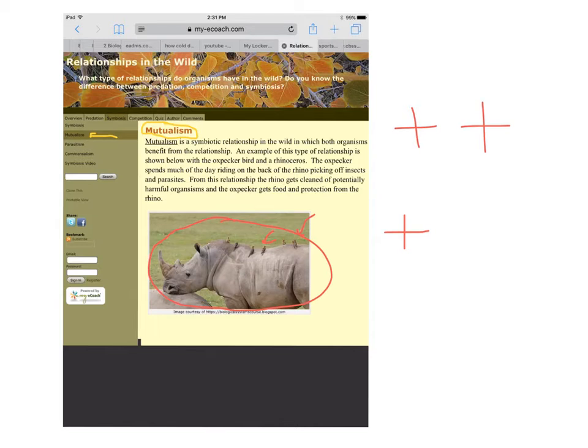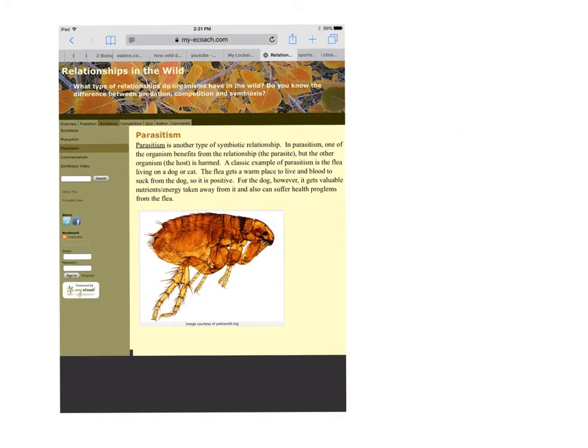Well, those birds are benefiting from this relationship because they are actually picking parasites off the back of the rhinoceros. So they're getting a free meal. They're also getting protection because if you're standing on top of a rhinoceros, usually nothing's going to mess with you. Now, the rhinoceros is also benefiting from this relationship because it is getting parasites removed from its back.